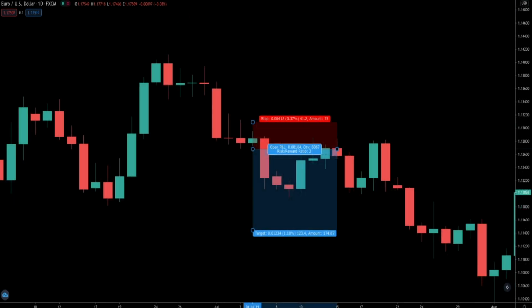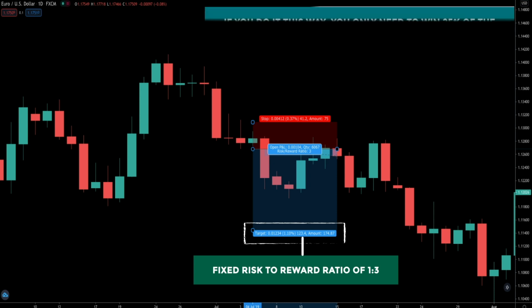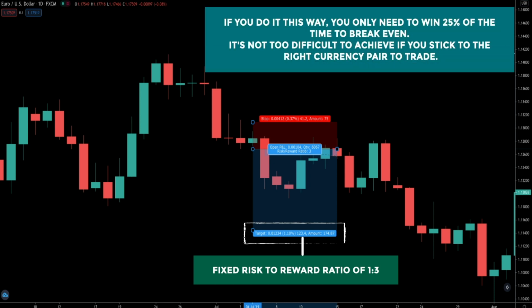If you are new to trading or are still struggling, I recommend sticking to a fixed risk to reward ratio to keep things simple. Perhaps a good risk to reward of 1:3. So suppose your risk is 30 pips, in this case, your take profit target will be 90 pips. It's simple. If you do it this way, you only need to win 25% of the time to break even. It's not too difficult to achieve if you stick to the right currency pair to trade.